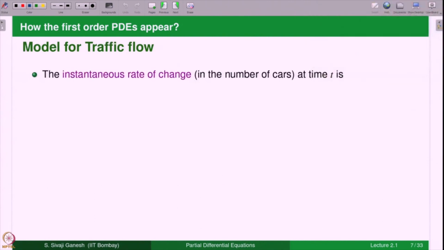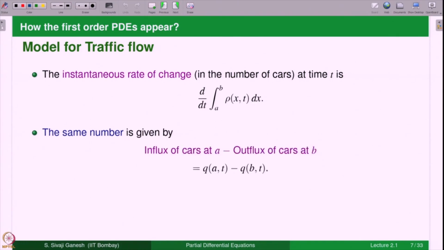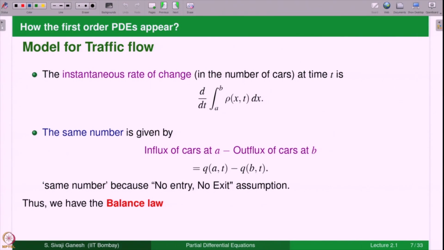Now we need to know how it changes. So the instantaneous rate of change at time t is given by the derivative of this number, d by dt of the integral from a to b of rho(x, t) dx. But who is really responsible for this change? It is the cars which are entering at the point A and leaving from the point B. Therefore, the same number is given by the influx of cars at A minus the outflux of cars at B, which is q(a, t) minus q(b, t). Both are the same numbers because we made this assumption of no entry and no exit. Thus, we have this balance law. So both these quantities are balanced. Therefore, d by dt of the integral from a to b of rho(x, t) dx is equal to q(a, t) minus q(b, t). That is the balance.